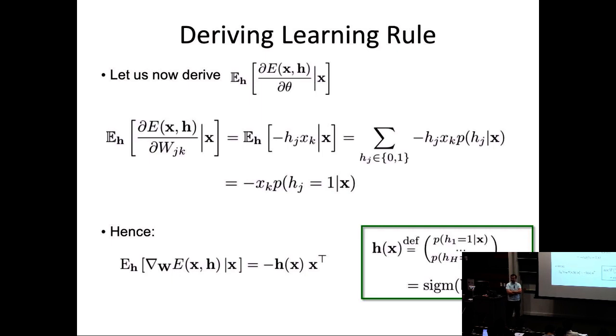Everybody sees that? It's extremely simple. Given the data, let's say given an MNIST digit, you infer the hidden states. That's a vector. That's a vector. You take the outer product of these two vectors, and that's the gradient.